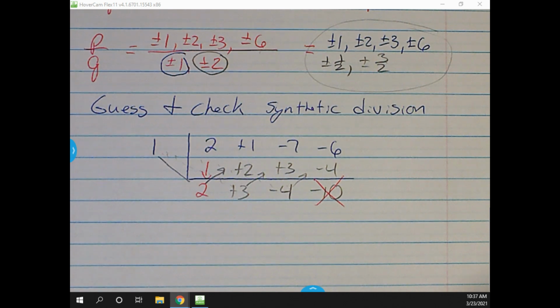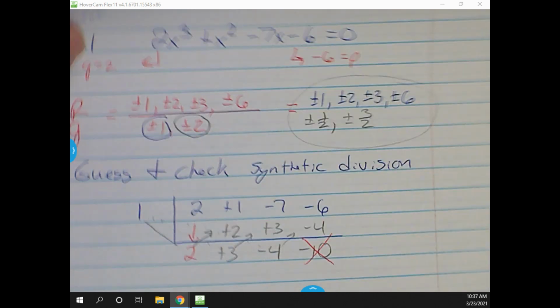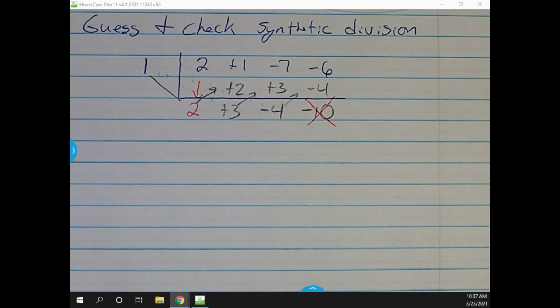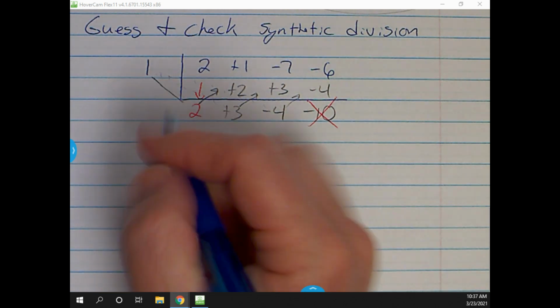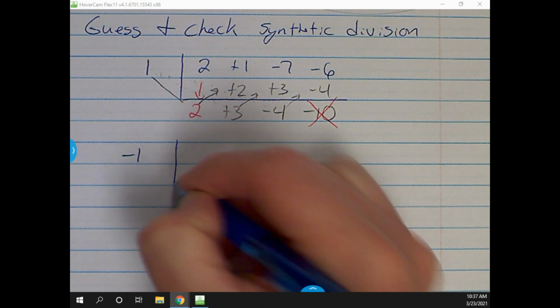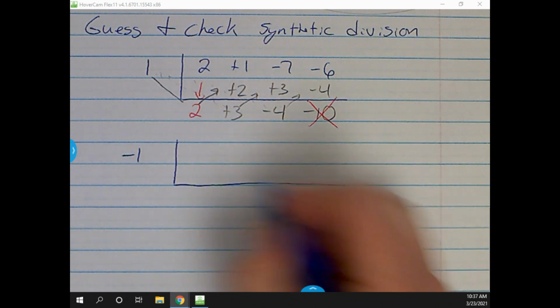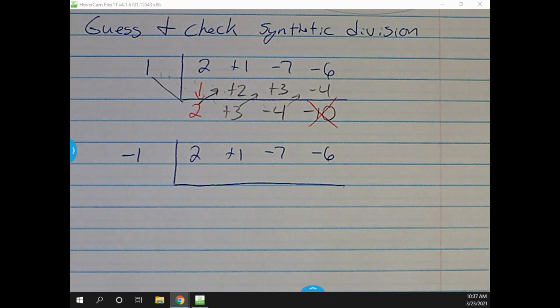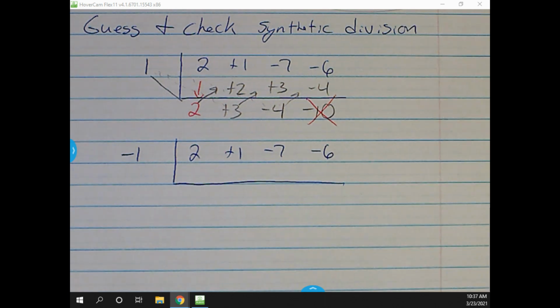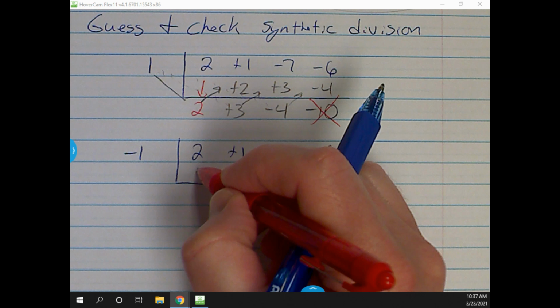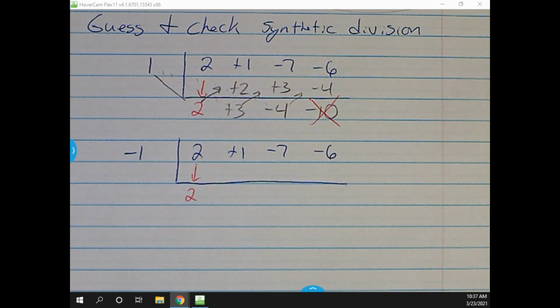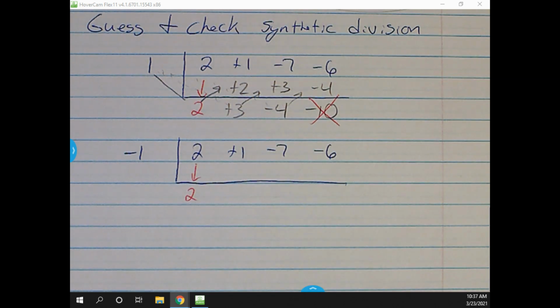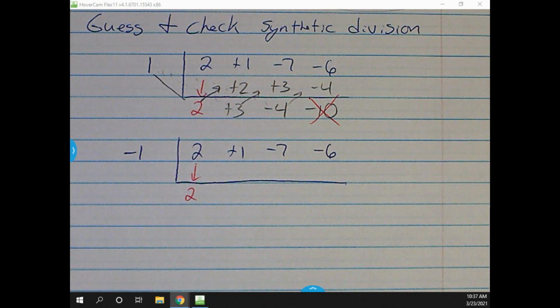All right, so if positive 1 doesn't work, then just through a process of elimination, let's go check out negative 1. All right, 2, positive 1, negative 7, negative 6. And basically same step, same problem. And again, this is why if you don't know how to do synthetic division, this is where you're going to kind of get stuck on this one, because you have to know how to do synthetic division.